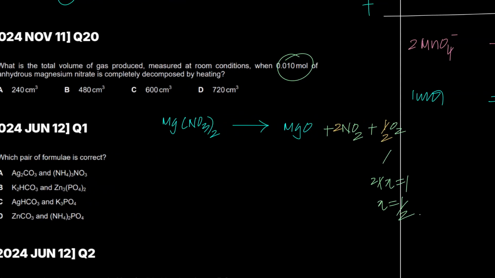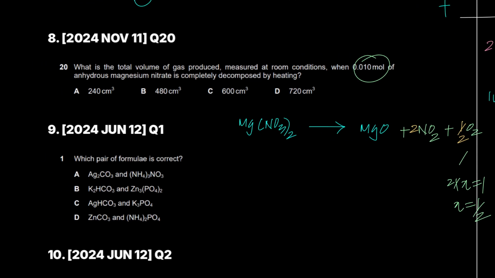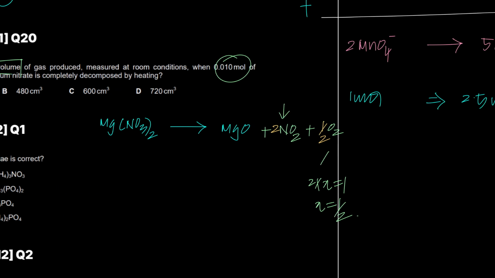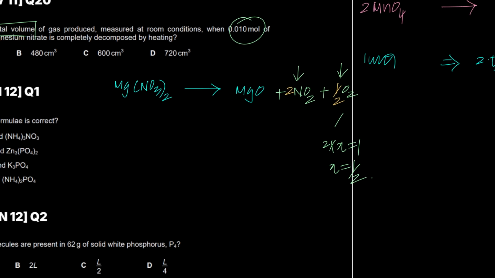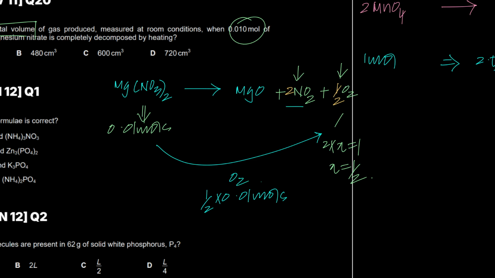Okay, so you're given the moles. Now, he's asking for the total volume of gas produced. This is also a gas, and this is also a gas. Now, you can do it directly with the calculator. You have 0.01 moles of Mg(NO3)2, right? So how many moles of oxygen are you going to get? Half of 0.01 moles. And how many moles of NO2 would you get? Times it by 2, because 1 mole gives you 2 moles. So 0.01 would give you what? Times it by 2, literally.